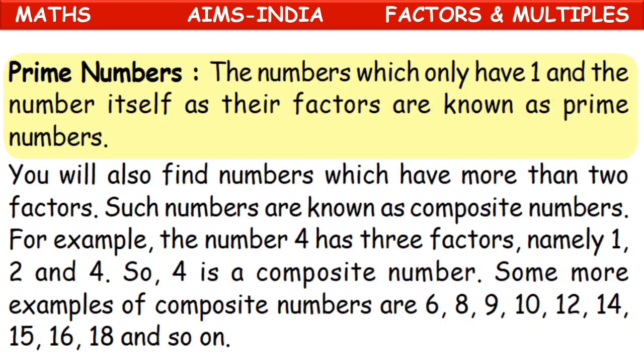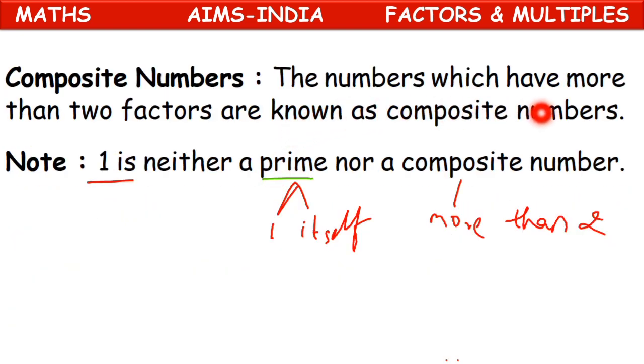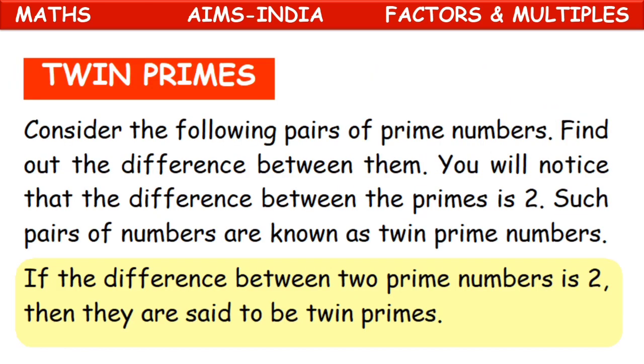Let us conclude. Before moving on, prime numbers, the numbers which only have 1 and the number itself as their factors, are known as prime numbers, and the numbers which have more than 2 factors are known as composite numbers. Now this is a very important blank, children. Okay, this might be asked in the exams. Dash is neither a prime nor a composite number. And what is the answer? The answer should be 1. 1 is neither a prime nor a composite number. Okay, understood the concept of prime numbers and composite numbers.